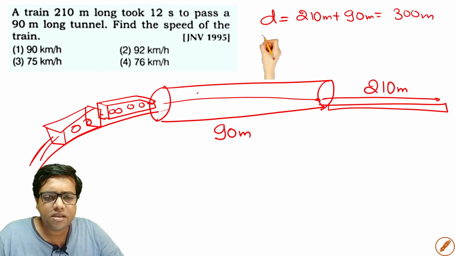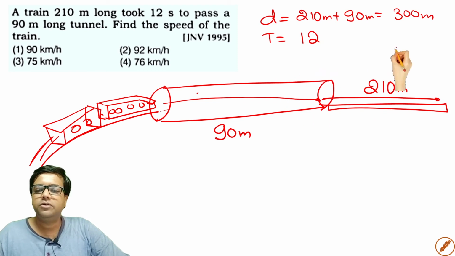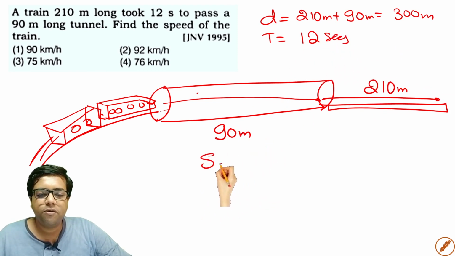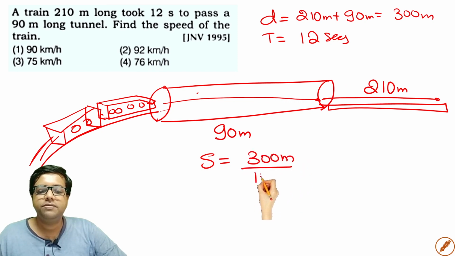Okay. And what is the time duration it has taken? It takes only 12 seconds to pass out of this tunnel. So what is the speed now? Speed is 300 meters by 12 seconds.